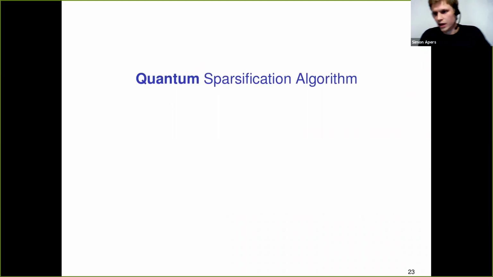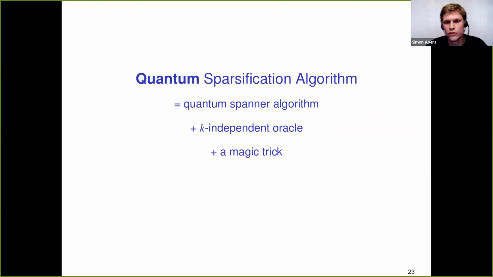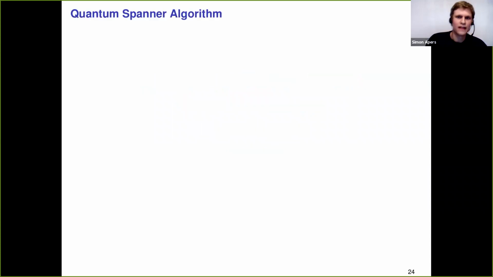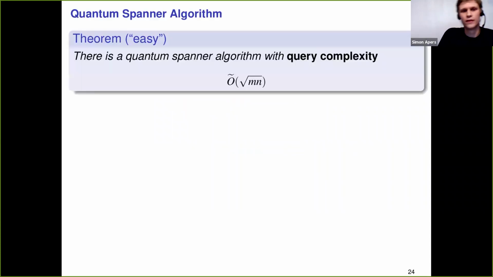So this was the classical algorithm, and this is what we used to find a quantum speedup. Our quantum algorithm consists of 3 components. One is a faster quantum spanner algorithm. Then we use something we call a k-independent oracle, and finally we owe you a sort of magic trick. So first is the quantum spanner algorithm.